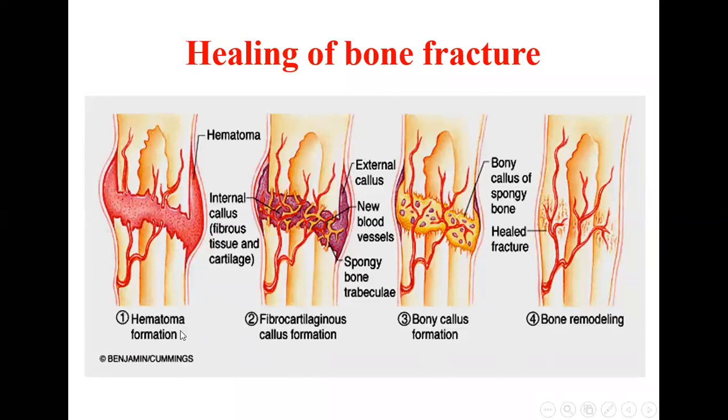So these are the 4 stages of the healing of the bones. One is the hematoma. As soon as there is a fracture, there is hematoma formation. Then there is fibrocartilage callus formation. Then bony callus formation. Then there will be remodeling. These are the 4 stages of bone healing.